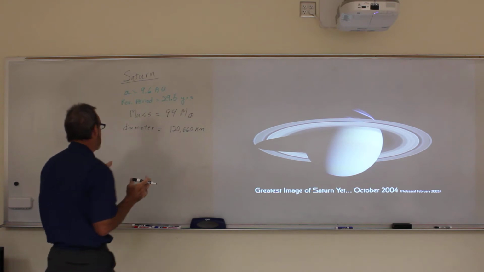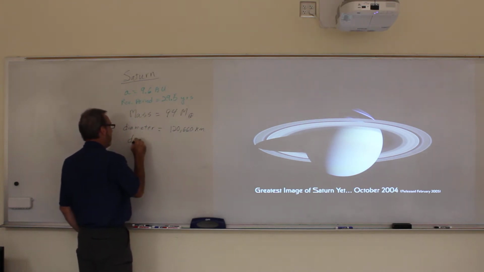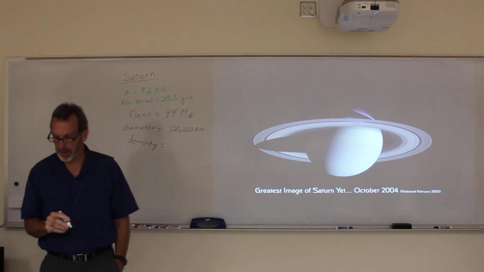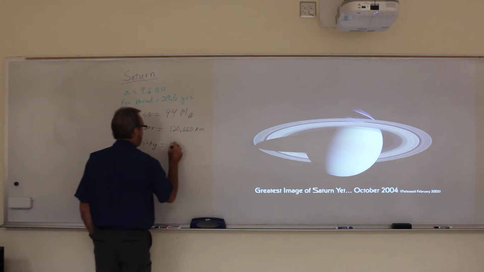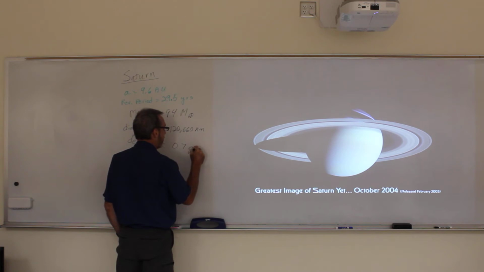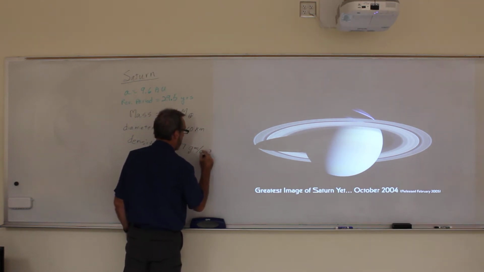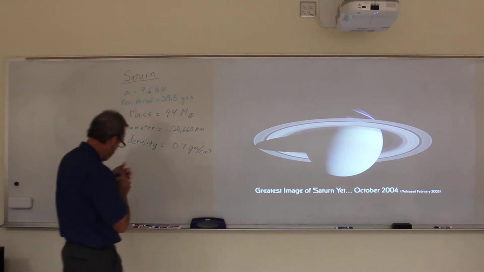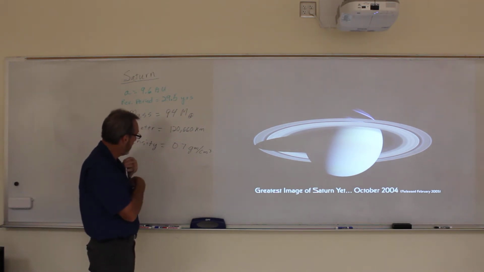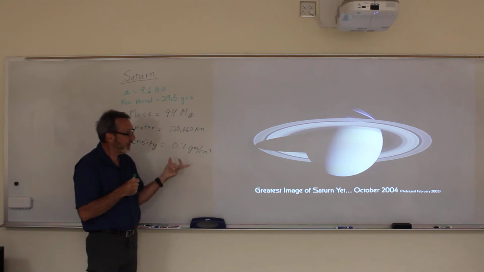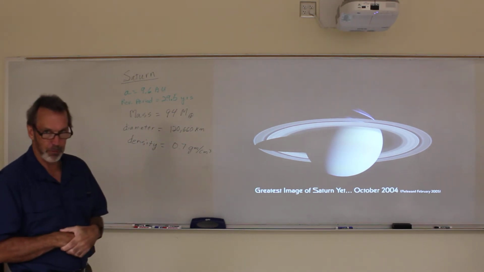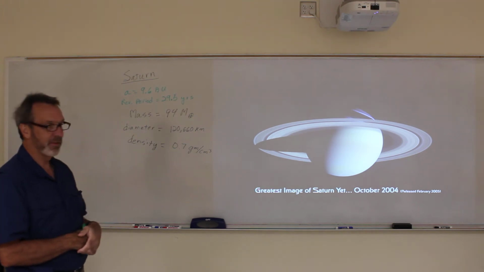So what that means is Saturn has a very low density. It has by far the lowest density of any planet in the solar system. It has a density of only 0.7 grams per cubic centimeter, which means this is less than the density of water. And since it's less than the density of water, if you had a big enough ocean and threw Saturn in, it would float. Truth is, none of that would ever work.